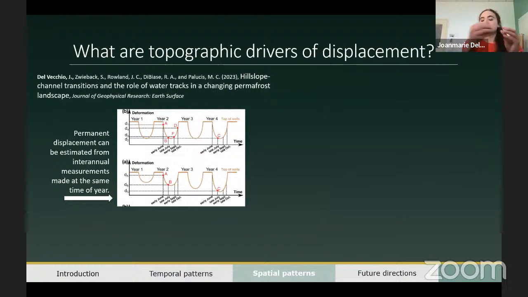So that was a time series, looking at the course of a season. But I also wanted to know, is there something driving some of these permanent displacements, like those landslides we were seeing, those erosion events?